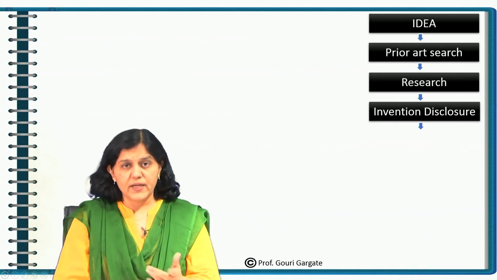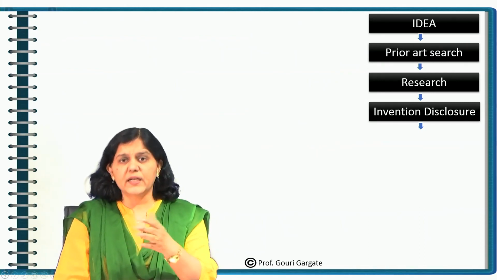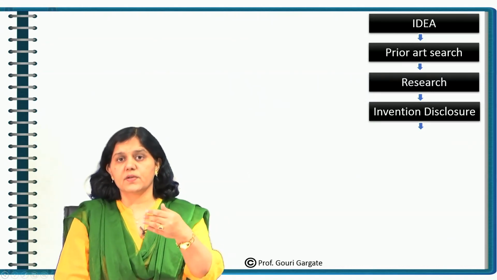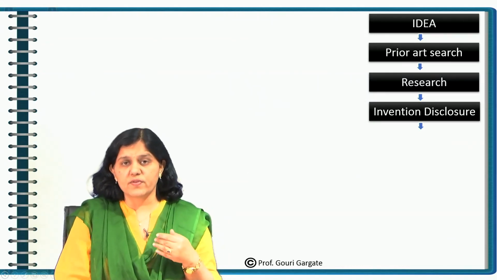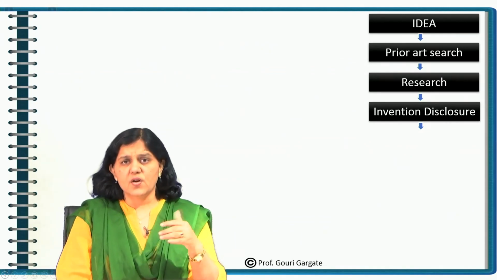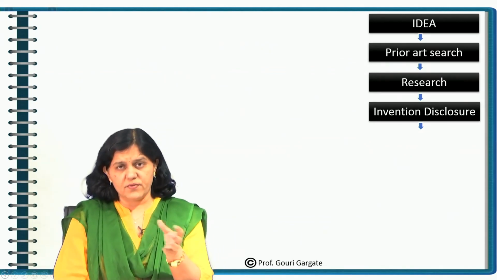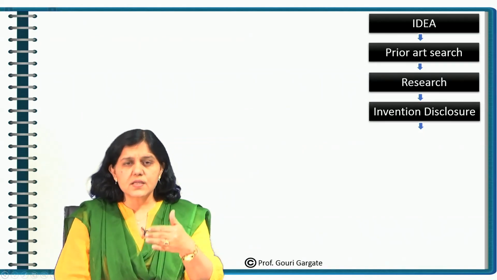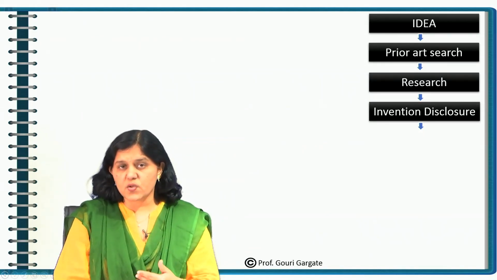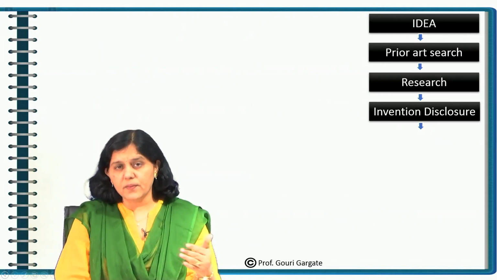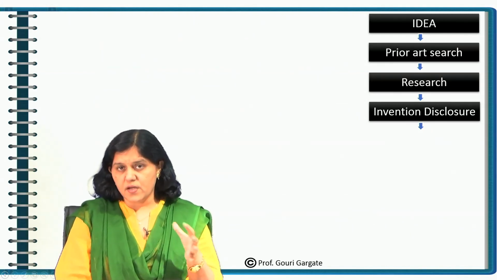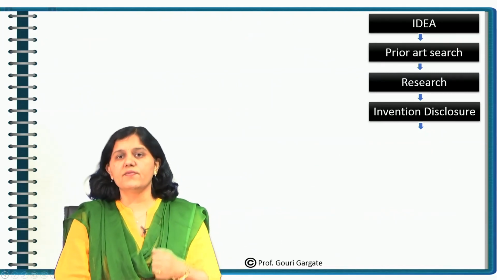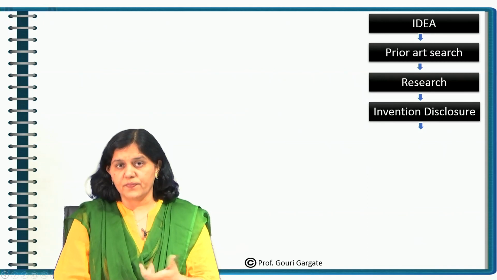We cannot predict any timeline for when the invention disclosure will be filed. However, generally for a PhD, or research in an academic institute, the invention disclosure filing stage generally comes in the 3rd or 4th year. Whenever your research is mature, at that time you can think of filing an invention disclosure.